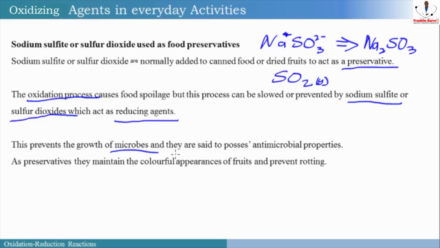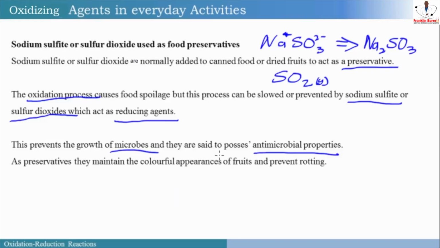These microbes, when they grow and they oxidize, they cause the food to spoil. So if the sulfite or the sulfur dioxide is present, it prevents them from growing. And then you could say that the sulfite or sulfur dioxide possesses antimicrobial properties. That is, it works against the microbes. And that's how it operates as a food preservative. Now, as a preservative, it will maintain the color of the fruits or food and the flavor.